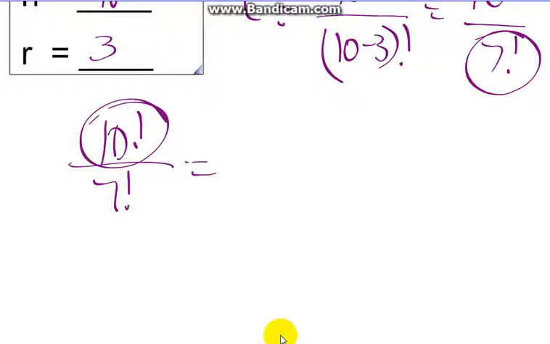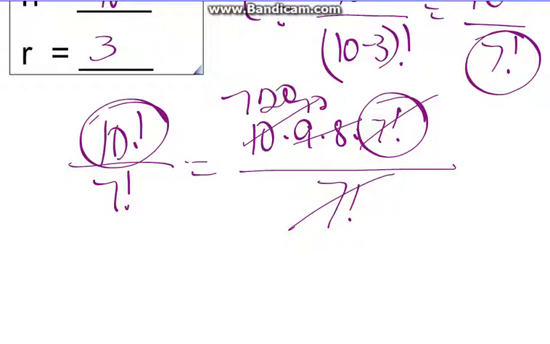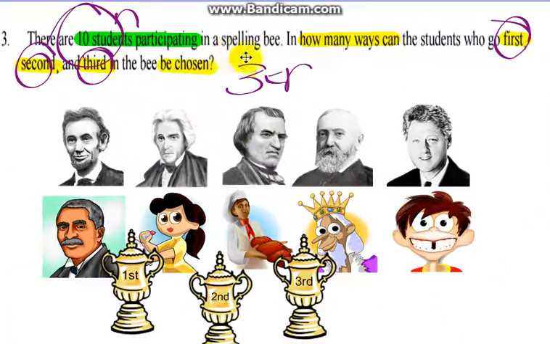So we know that 10 factorial is just 10 times 9 times 8 times 7 times 6 times 5 times 4 times 3 times 2 times 1. But I'm going to leave this in terms of 7 factorial because I've got that in my denominator and I can cancel those out. So that leaves us with 10 times 9 times 8. Well, 9 times 8 is 72. 72 times 10 is 720. So my final answer is there's 720 possible ways to get first, second, and third with our 10 students.